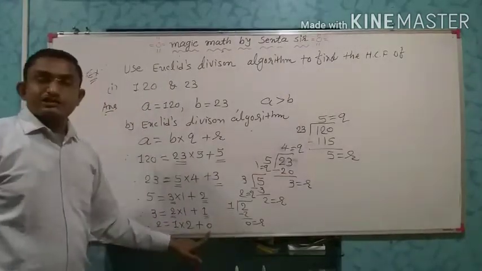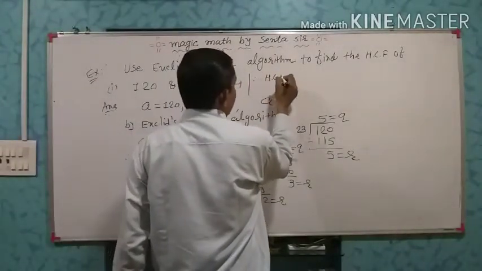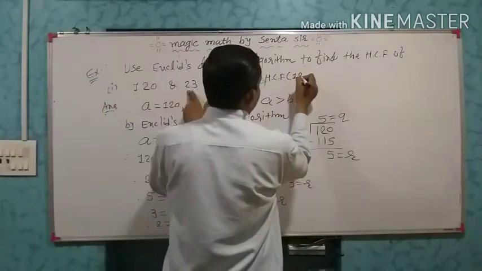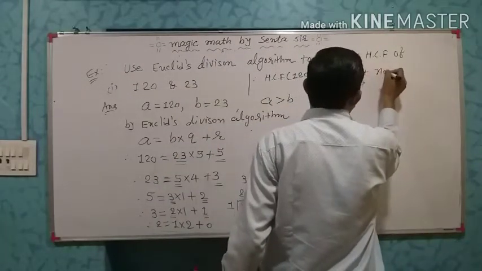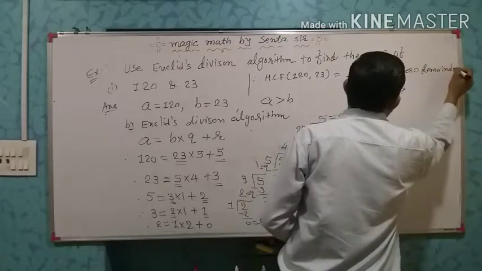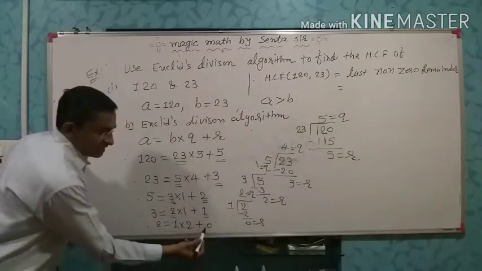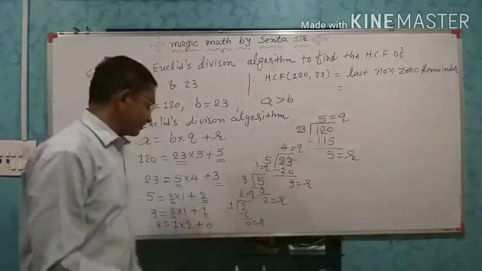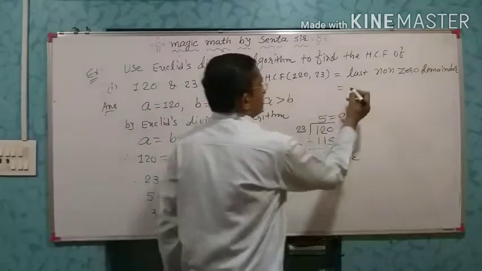Friends, last remainder is 0. Now we find HCF of 120 and 23 is equal to last non-zero remainder. लास्ट नॉन जीरो रिमाइंडर, ये लास्ट है लेकिन क्या है जीरो. हमें क्या चाहिए? लास्ट नॉन जीरो रिमाइंडर. लास्ट नॉन जीरो रिमाइंडर कौन सी है? 1. सो आंसर इज 1.